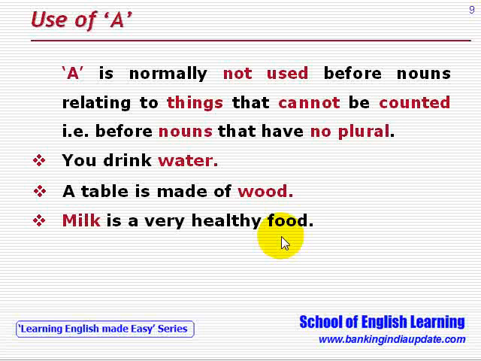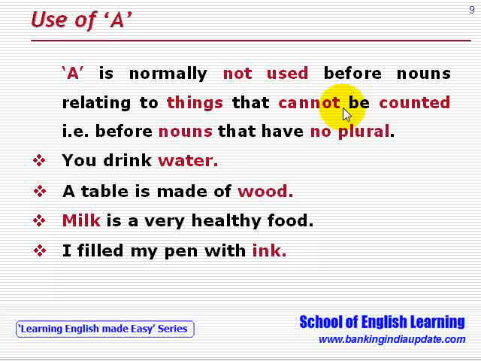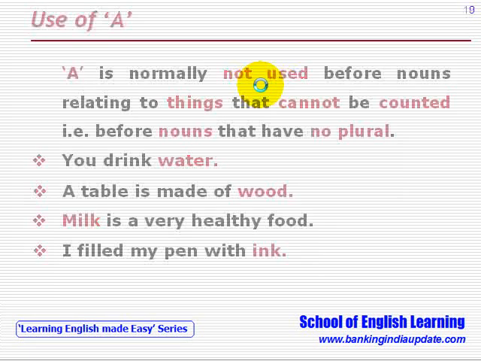Milk is very healthy food. So milk cannot be counted. Hence a will not be used. I filled my pen with ink. So ink cannot be counted. So wherever things cannot be counted, that is the nouns which don't have plural, there a is not used.